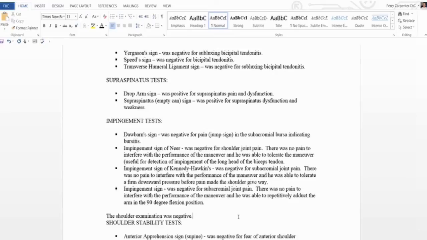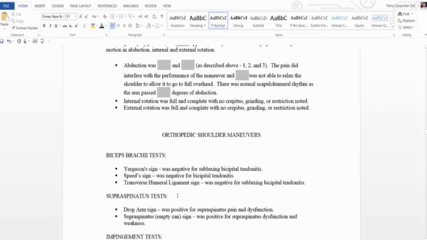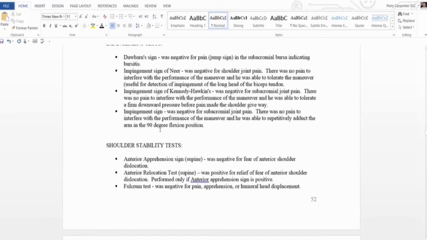Was the impingement signs negative? Was the shoulder instability findings negative? Was the bursal test negative? What do you mean was negative? Give me some detail. Give me some information that answers all of the possible questions that I could have before they even come to my mind. And this type of formatting does that in a compelling fashion.